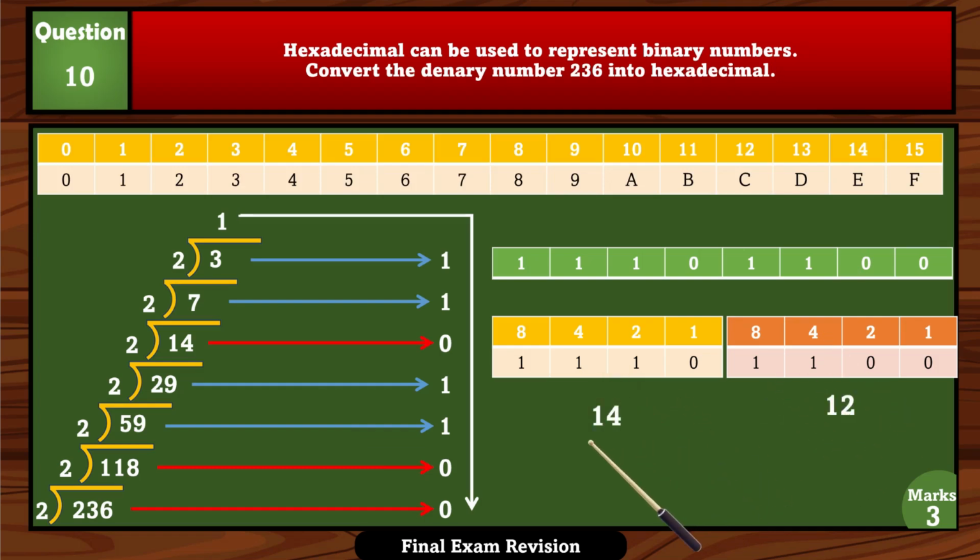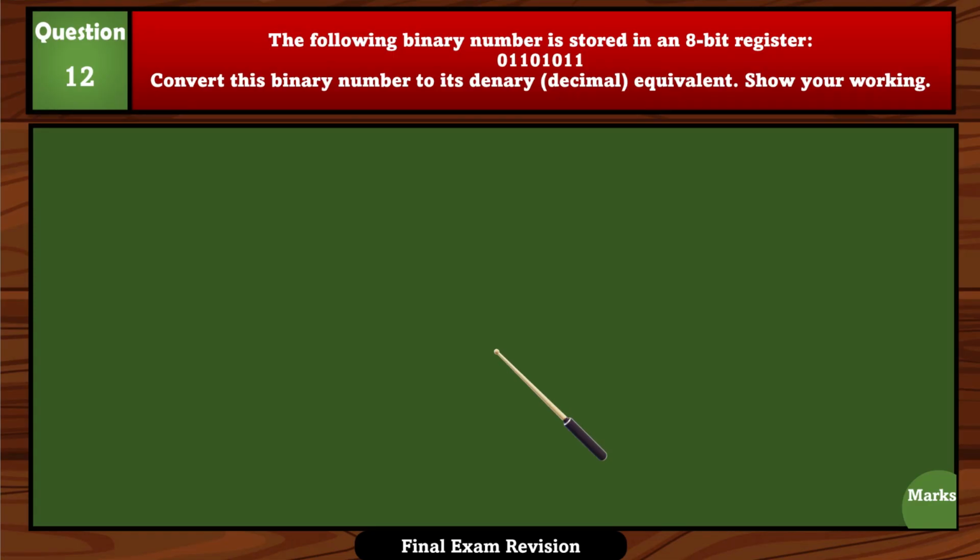So what is the hexadecimal symbol for 14? It is E. And 12 is what? C. So our answer is what? E, C. Okay, next topic is binary to Denary. Okay, so question number 12.